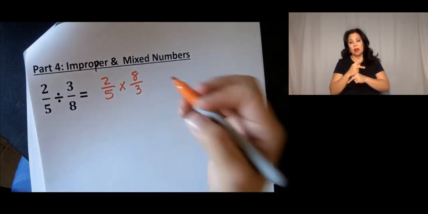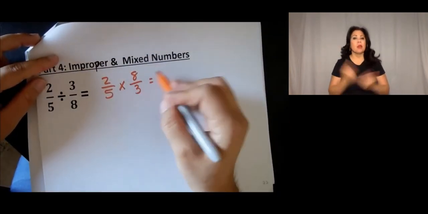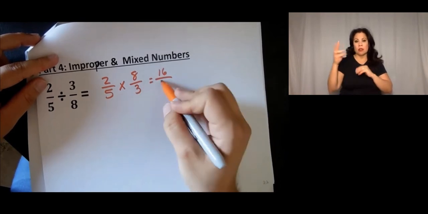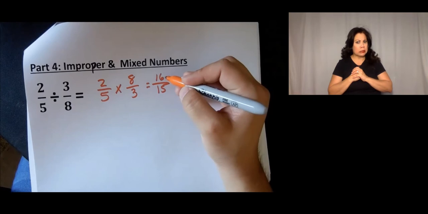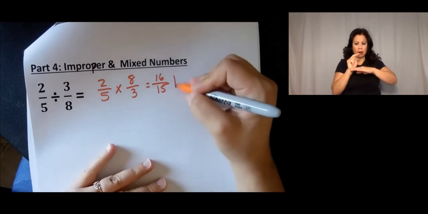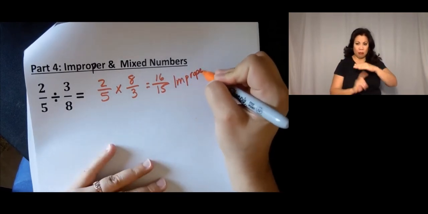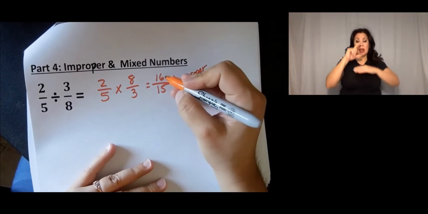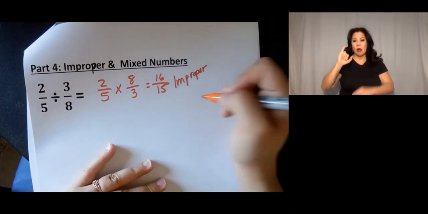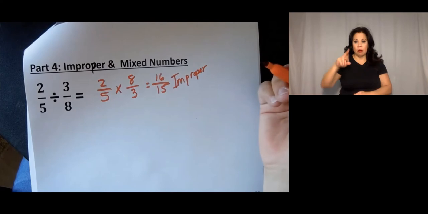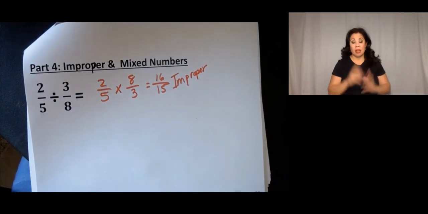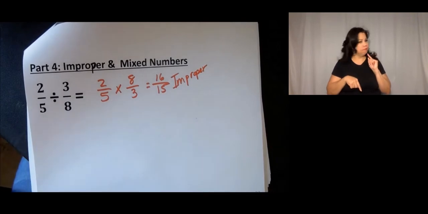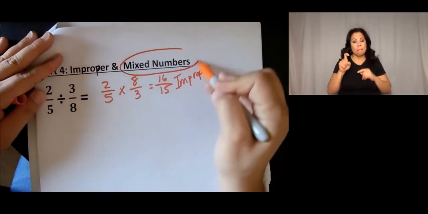Okay. And when I do that, I get 2 times 8, which is 16, and 5 times 3, which is 15. Ooh, my numerator is bigger than my denominator. This is improper. Anytime the numerator is bigger than the denominator, it's called improper, right? And I cannot leave it like that. They cannot be left like that. You have to change it into something called a mixed number.